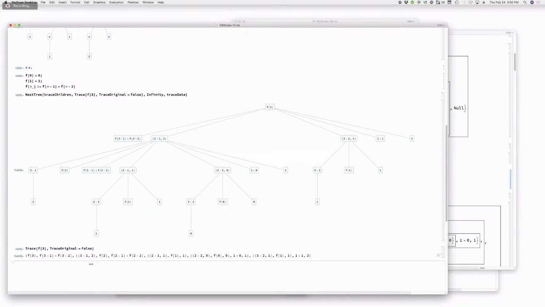What kind of a sub-evaluation? Oh, you mean 3 minus what? But I don't understand. I thought the evaluation went down the page here.